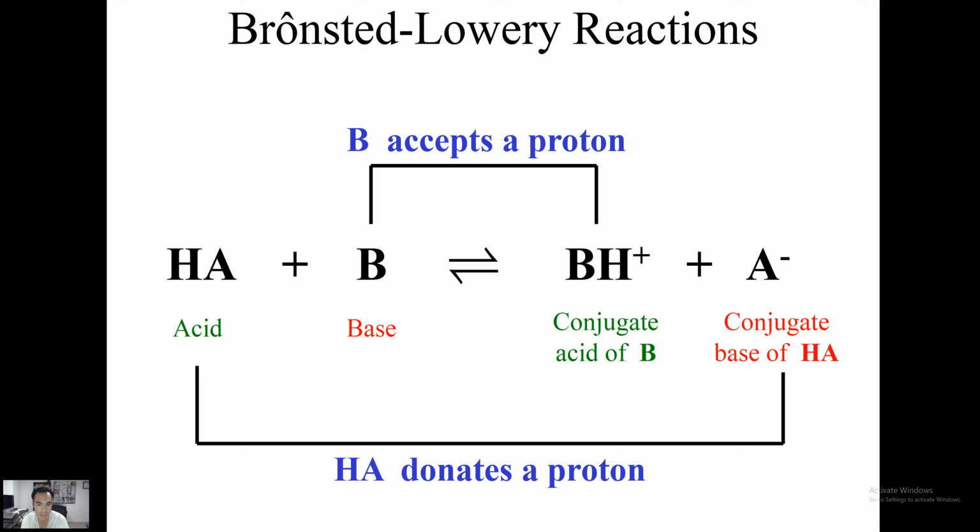So if I take a look at the base as an example, it's called the conjugate acid of B, and now it becomes BH+. So in this specific case, you can see that the base has received the H from the acid. Likewise, HA has donated a proton and now becomes A-. So when we're talking about the conjugates, we're talking about the opposite of whatever it came from. In this case, it's going to be the conjugate base of HA, while BH+ is the conjugate acid of the base.